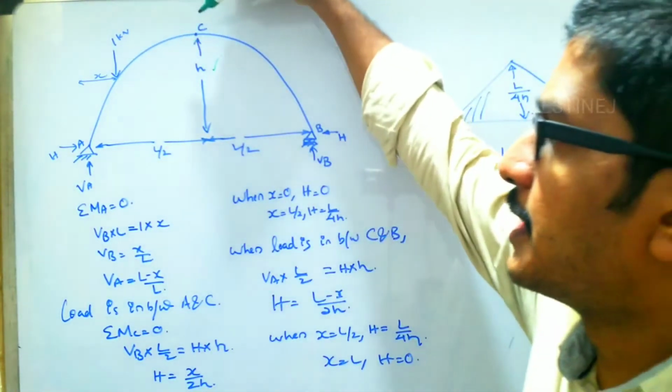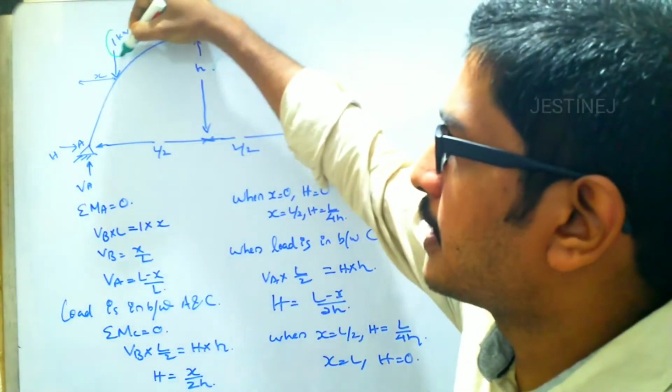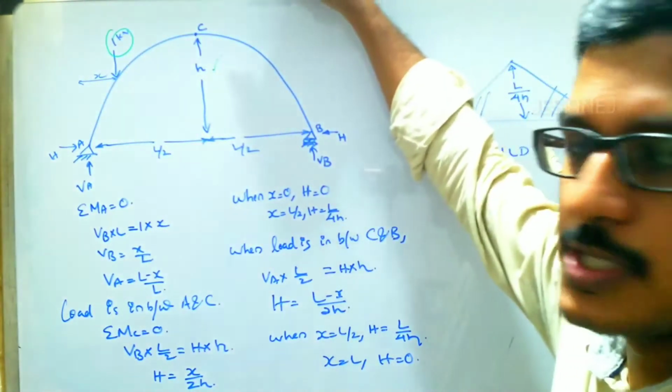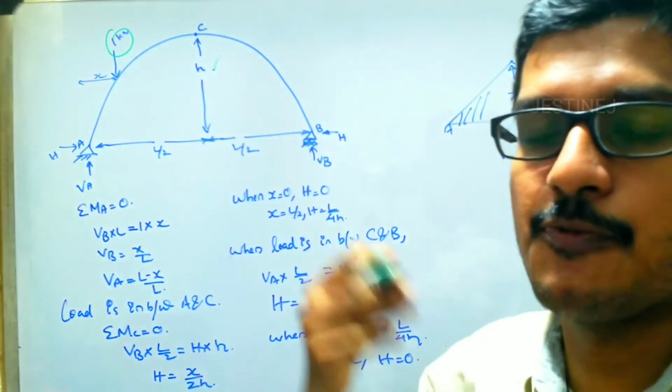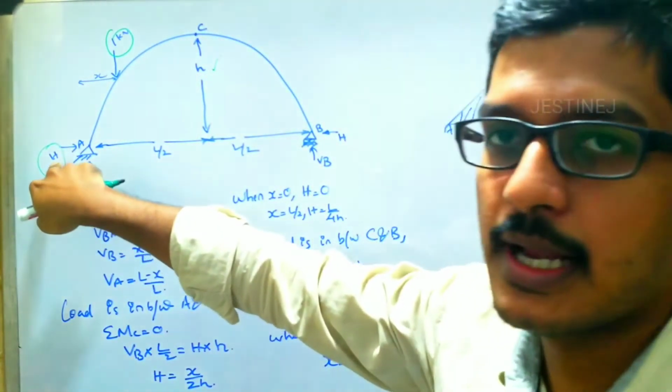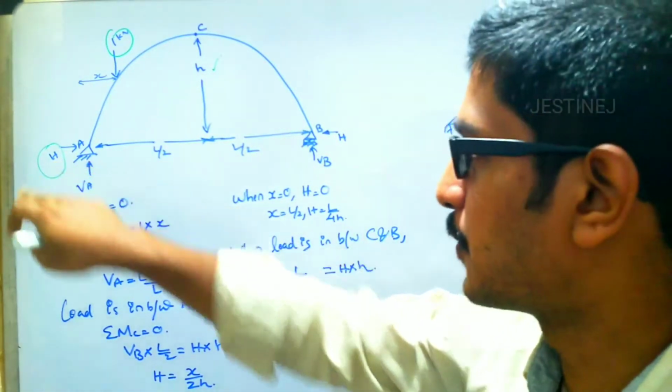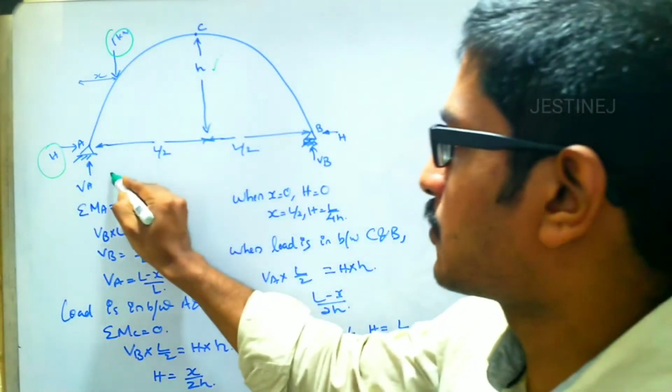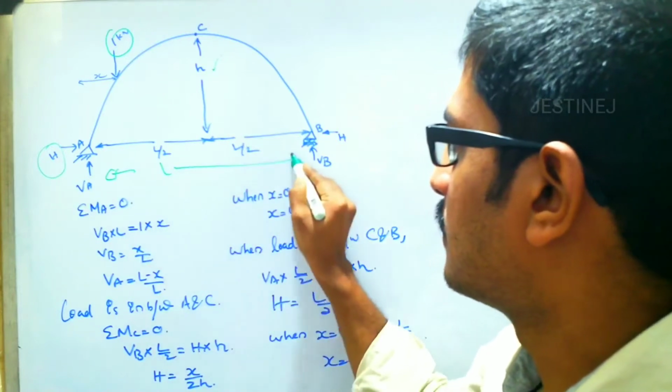A 3-hinged arch is given and a 1 kilonewton load is traveling through this arch. Then what is the variation of this horizontal thrust? We have to calculate the value of this horizontal thrust. And the total span length is capital L.